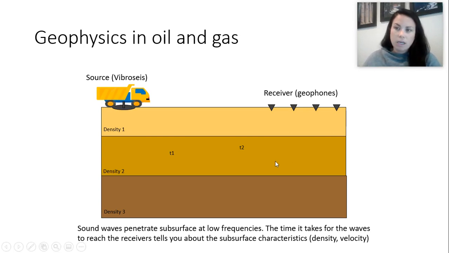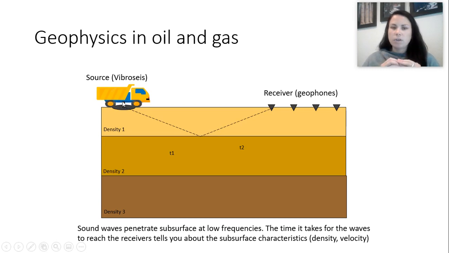This is a truck that couples with the Earth, and it shakes the Earth at a sweeping range of frequencies. Away from our source we have our receivers. These are called geophones. This is also sort of like a seismometer, and it measures how much the Earth is moving and in which directions it's moving. So the vibroseis starts off with a sweep of frequencies, like it's creating its own earthquake over here, okay?